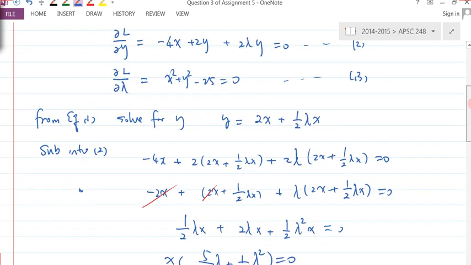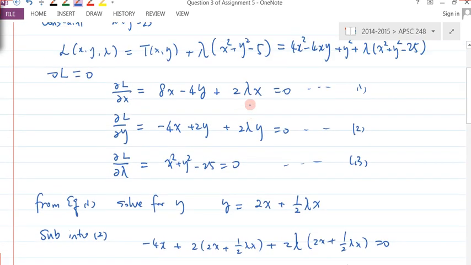You can also try this: from equation number 1 solve for y. You can also try from equation number 2 solve for y and then substitute into equation number 1. So you will get the same answers.